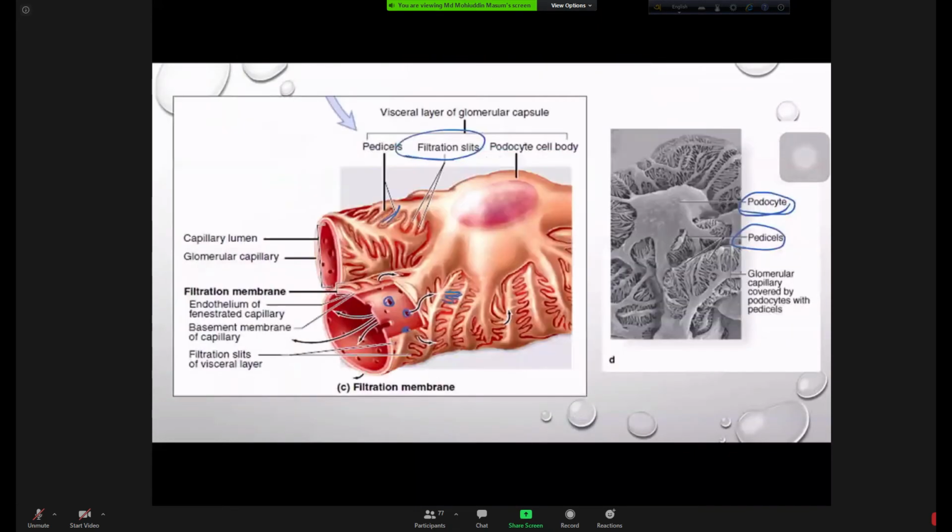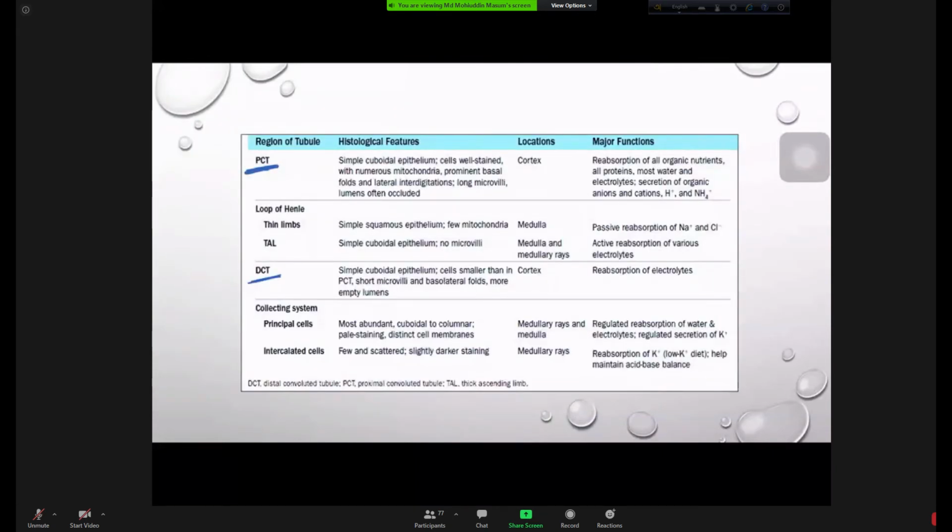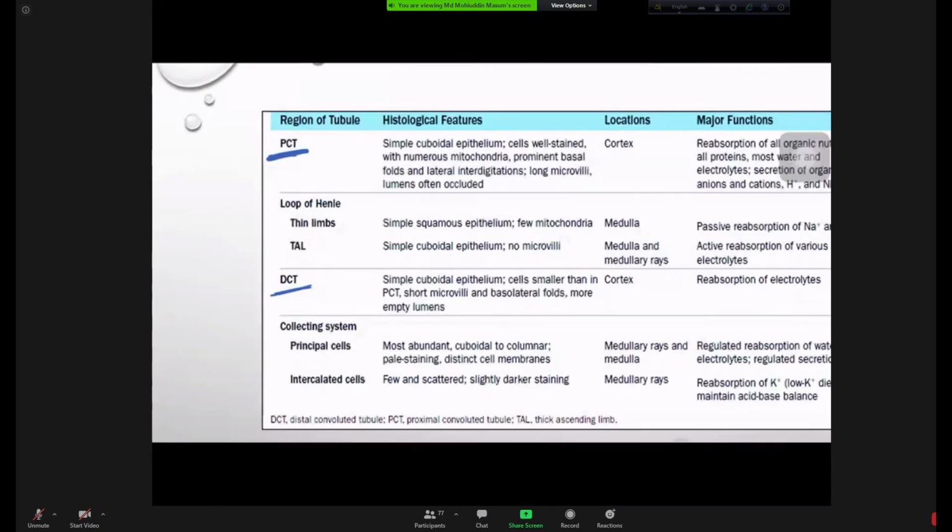Now, this table is probably from your textbook. This is very important. The proximal convoluted tubule has simple cuboidal epithelium. The distal convoluted tubule also has simple cuboidal epithelium. But the proximal has long microvilli and the lumen is occluded, whereas here the lumen is empty. In the loop of Henle, both limbs are lined by simple squamous epithelium, but the thin limb has simple squamous and the thick limb has cuboidal epithelium.